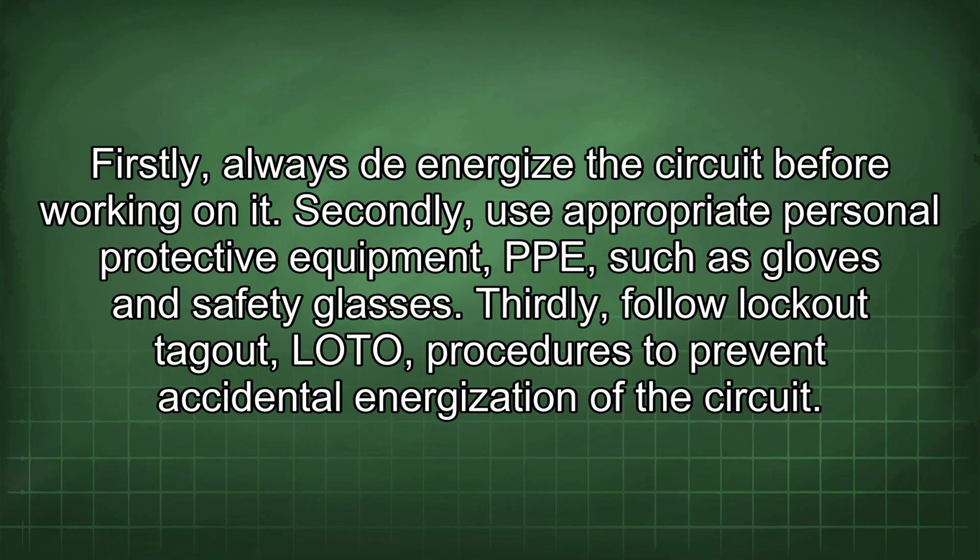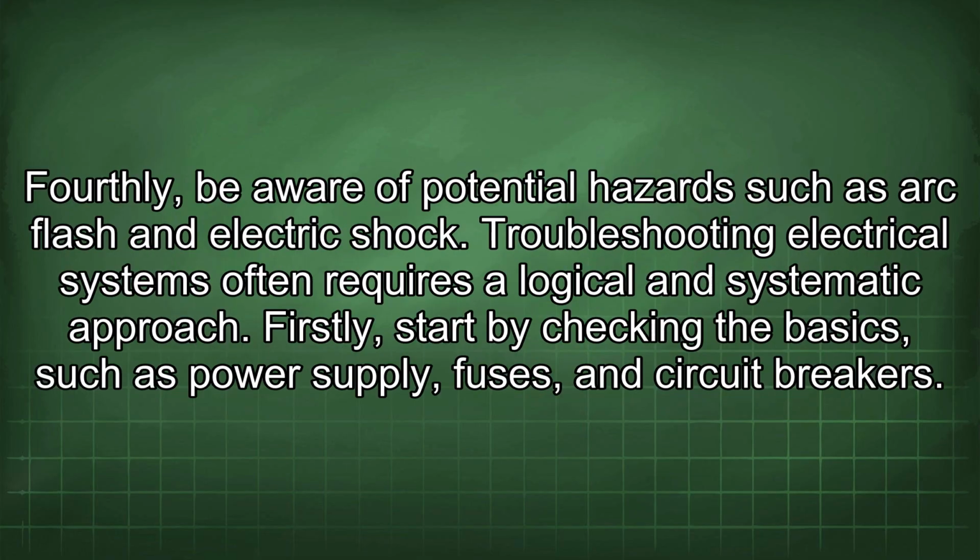When troubleshooting electrical systems, it is important to follow safety precautions. Firstly, always de-energize the circuit before working on it. Secondly, use appropriate personal protective equipment (PPE) such as gloves and safety glasses. Thirdly, follow lockout-tagout (LOTO) procedures to prevent accidental energization of the circuit. Fourthly, be aware of potential hazards such as arc flash and electric shock.